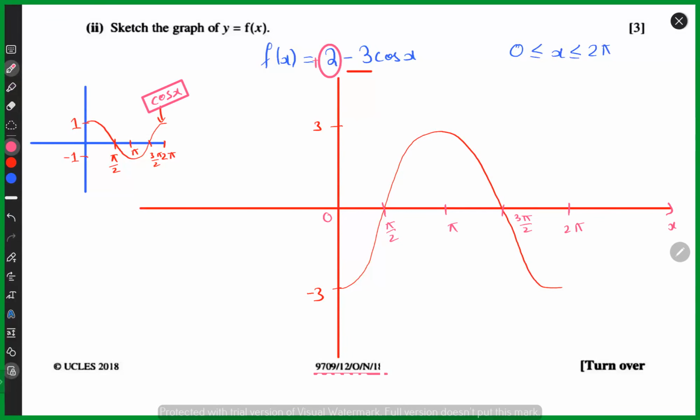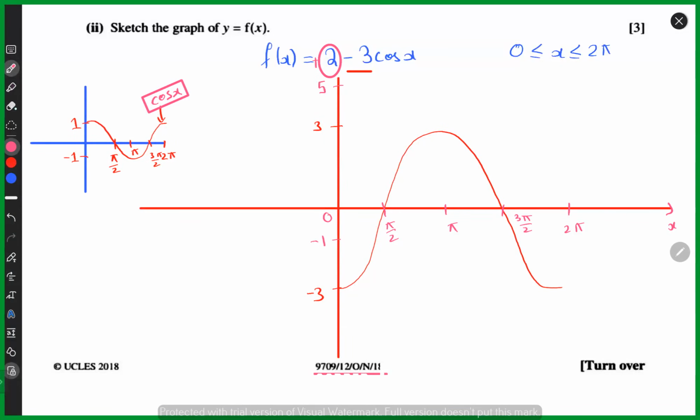What happens when we add something to the function? 2 units up. Very good, excellent. As simple as Rafi said, okay? Imagine that you can hold this graph and take it 2 units above. So what would happen? This point that is at -3 right now would move to -1. And this point that was at 3 is going to move to 5. Okay, so 2 units up.